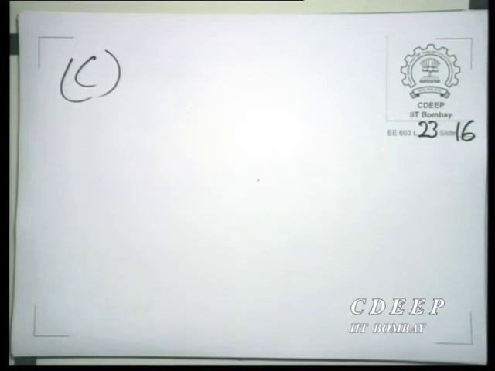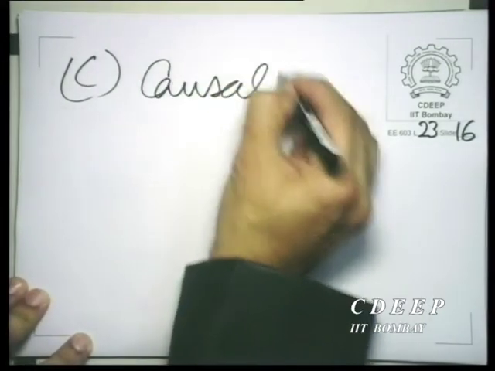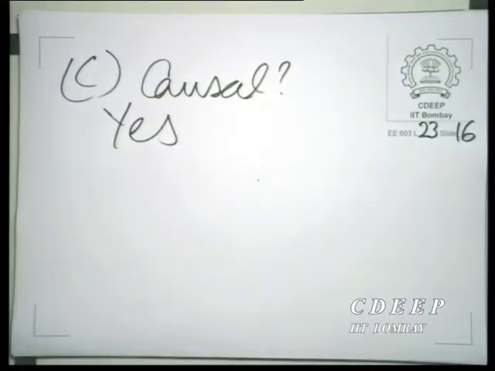Now, question 2 part C was to answer whether the system was causal. And of course, the answer is yes indeed. That is because if you look at the expression for y[n] in terms of x[n], every sample involved either the current sample or past. Future samples were never involved, and therefore one could see that the system was causal.